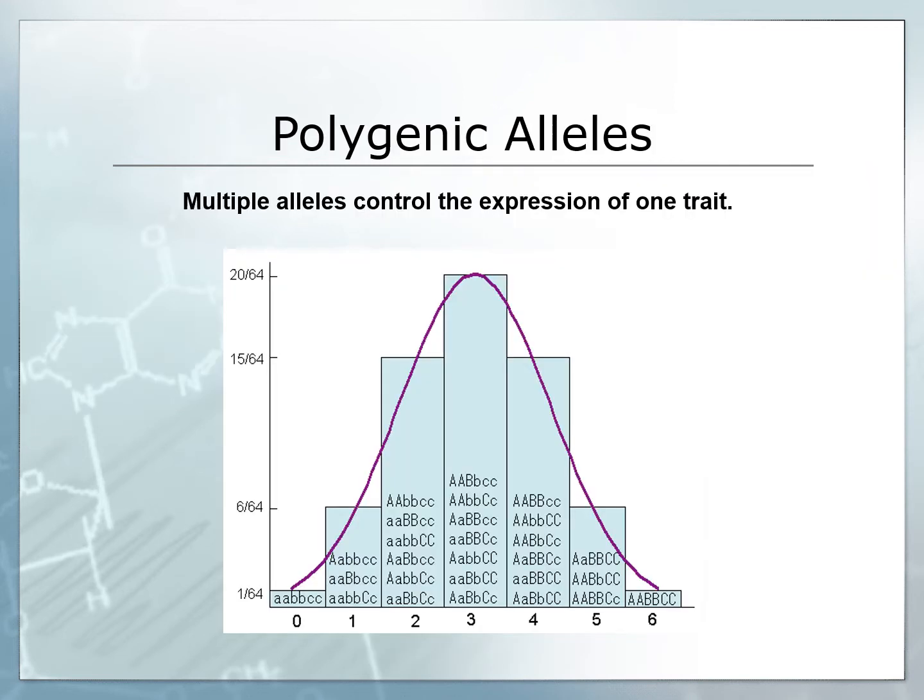Most traits in humans are polygenic. That means that there are multiple genes that affect one trait. Think about nose size, height, skin shades, toe length, etc. All of these traits have a wide range of possibilities.